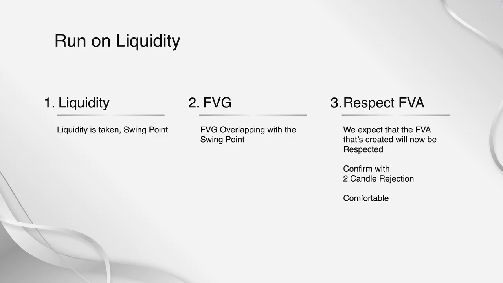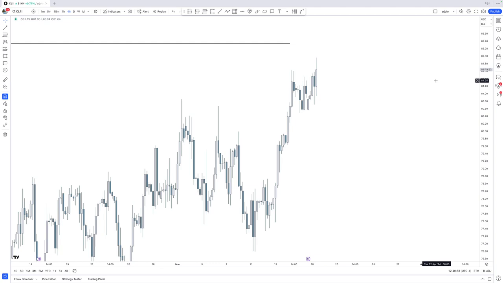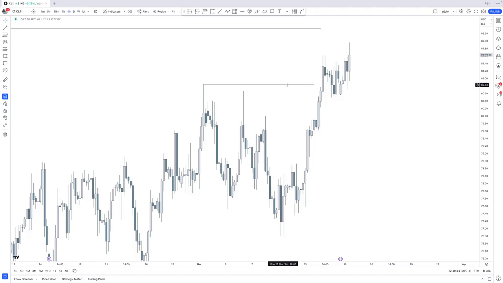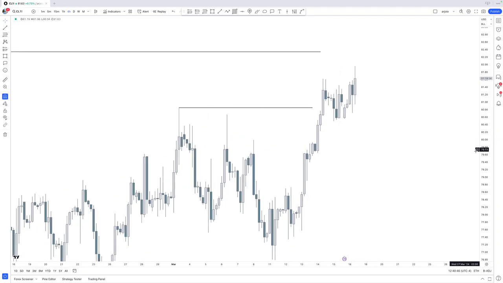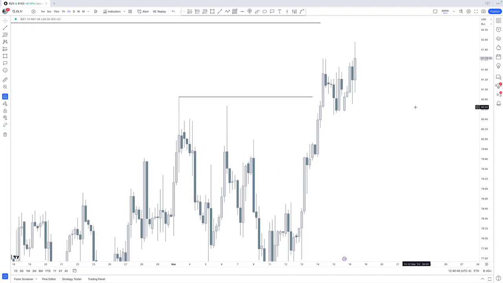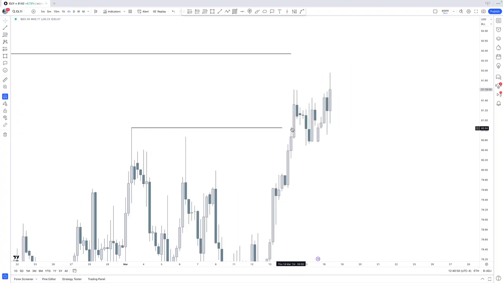Now, right here, let's actually identify what that run on liquidity is. So the 3 steps again: we have the liquidity right here on crude oil in the form of that swing high. When we have that liquidity, the first thing we ideally want to see is a fair value gap overlapping with that exact liquidity point that we just took, that we just traded above.